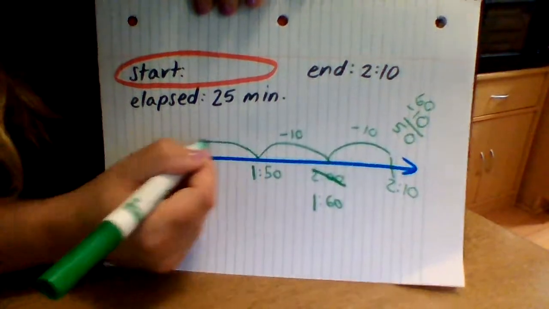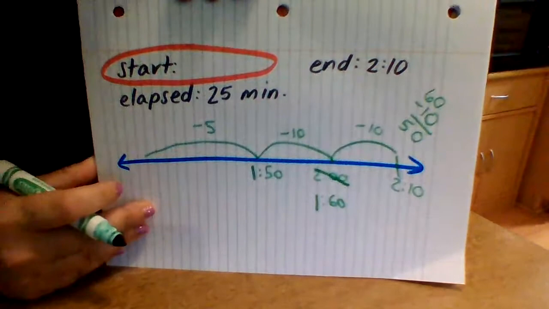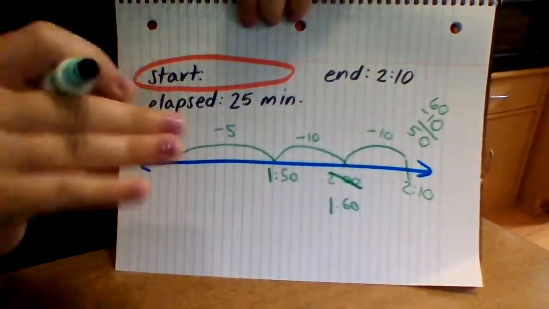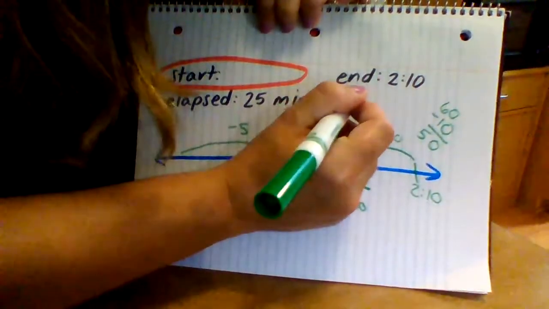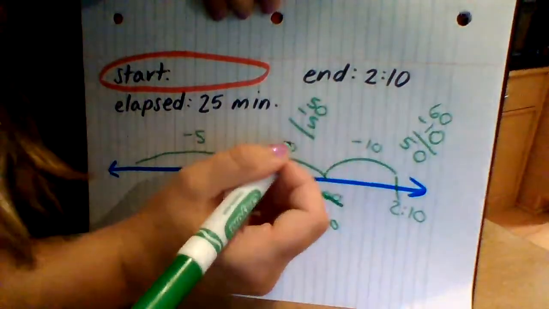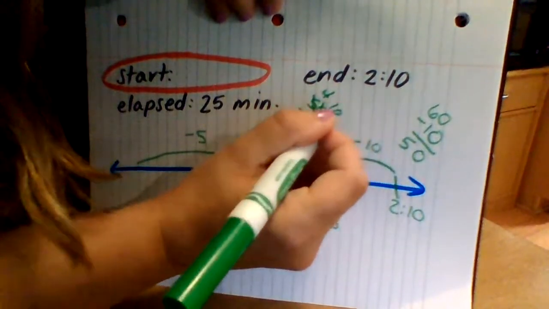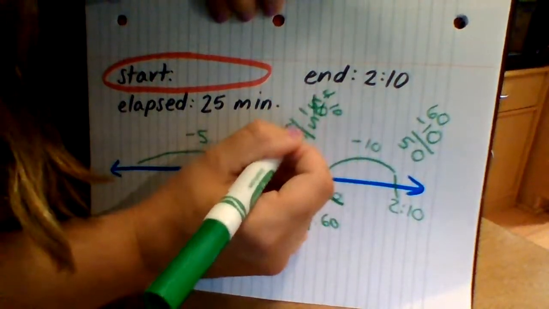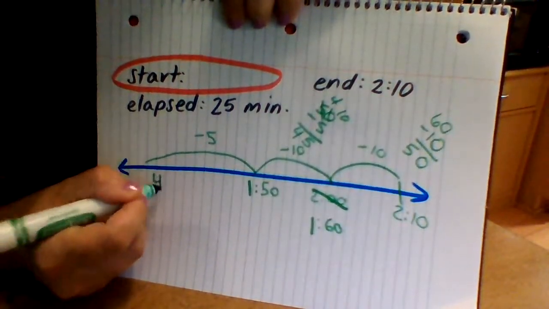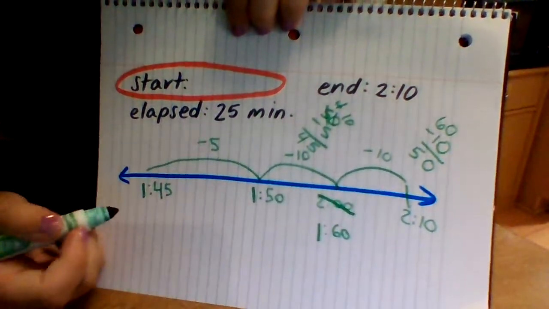Let's take away 5 minutes, because then I'll have 10, 20, 25, and that'll be perfect. So 50 minus 5 is going to cause me to regroup. 0 minus 5 can't be done, so I borrow from my neighbor. 10 minus 5 is 5, 4 minus nothing is 4, and I got 45 minutes, right? So my minutes are going to be 45. My hour is 1 o'clock.